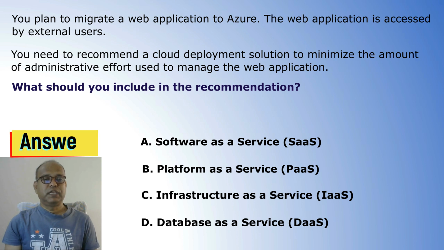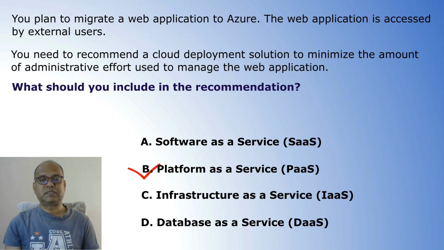Answer. In this scenario, Azure App Service is the best selection to host the web application. Azure App Service is created by using Platform as a Service PaaS. App Service includes the web and mobile capabilities that were previously delivered separately as Azure Websites and Azure Mobile Services. Therefore, the correct answer is option B.